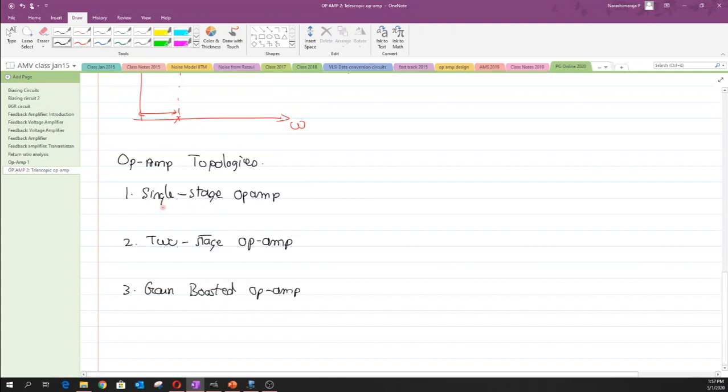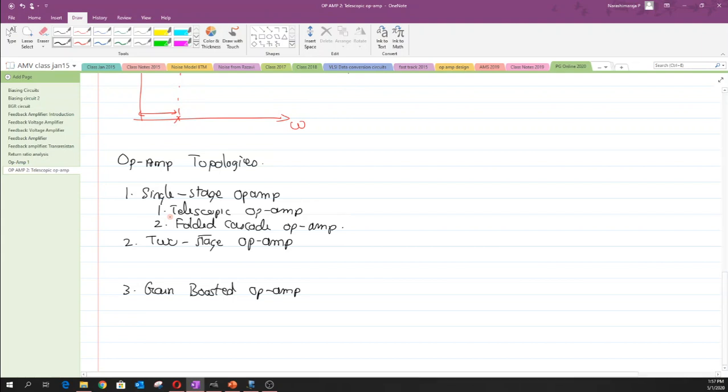So these are the three major categories I would say, and under this single stage op-amp we have two further subcategories. One is known as telescopic op-amp, and the second one is known as folded cascode op-amp. Okay. So these are the two subcategories that I have categorized under the single stage op-amp.